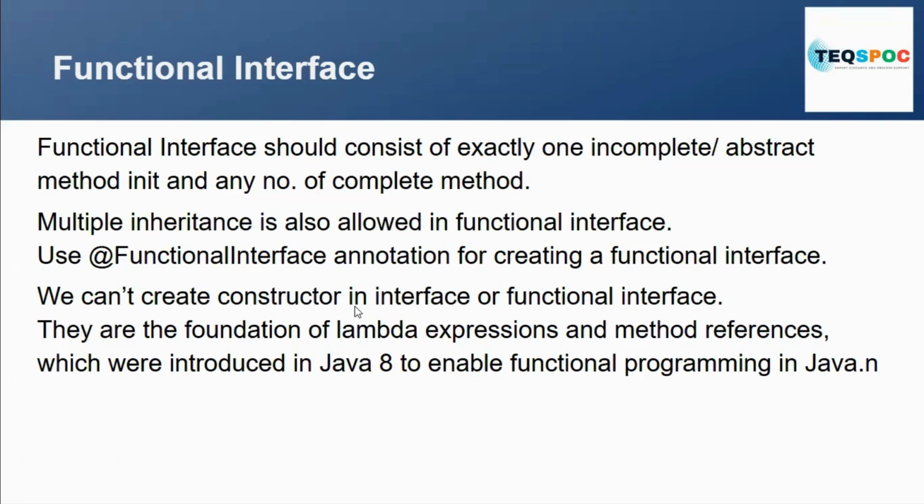We cannot create a constructor in an interface or functional interface both. They are the foundation. With the introduction of functional interface, we can use a lambda expression and method reference inside a functional interface, which were introduced in Java 8 and enable functional programming in Java. Because with the help of lambda expression, we can access static or non-static variables without creating an object.